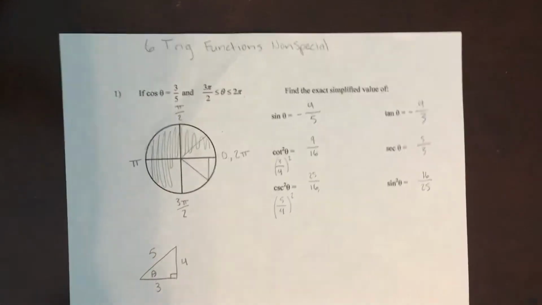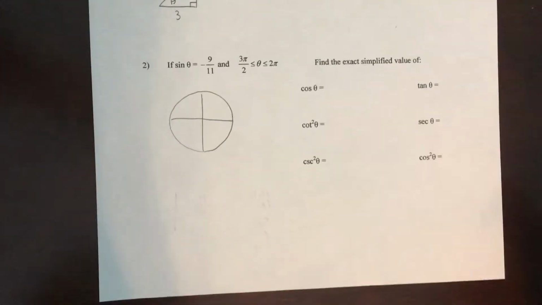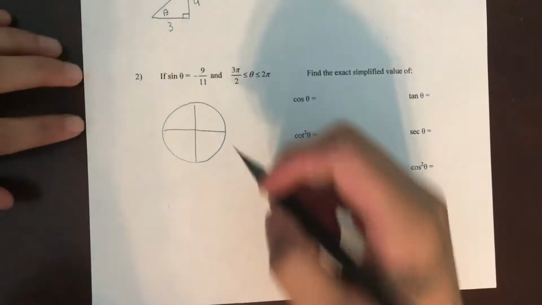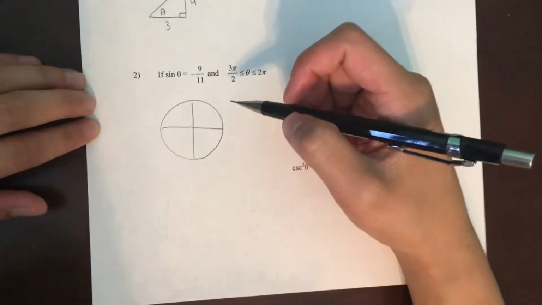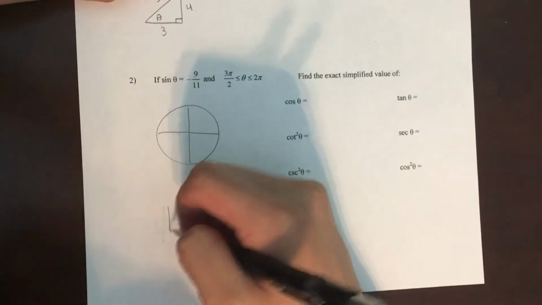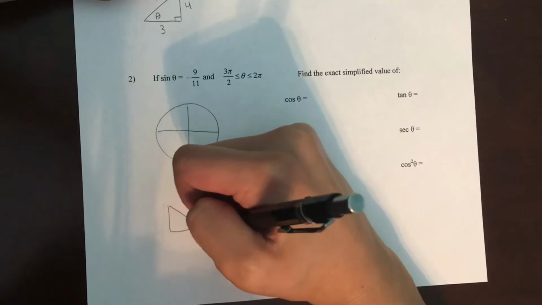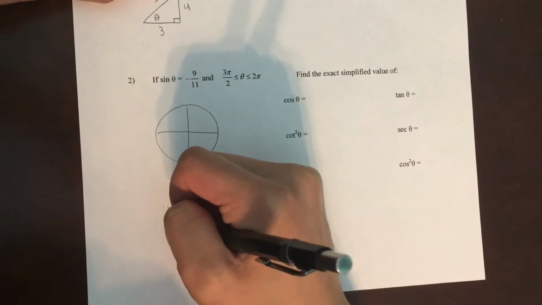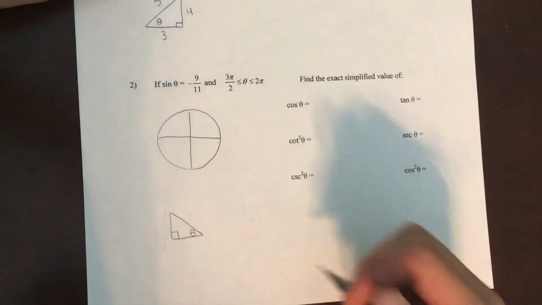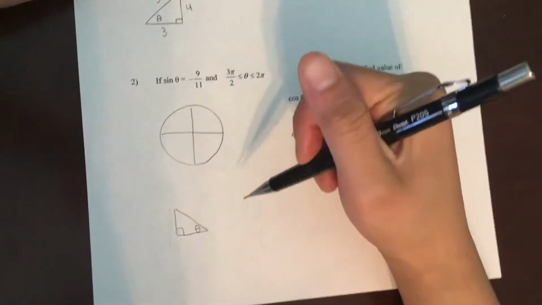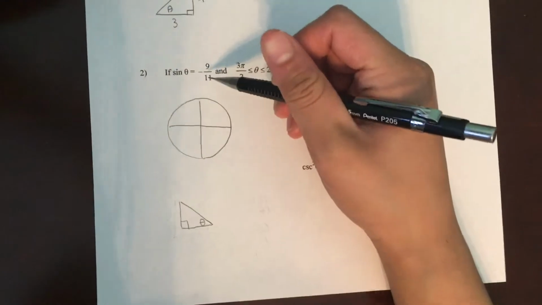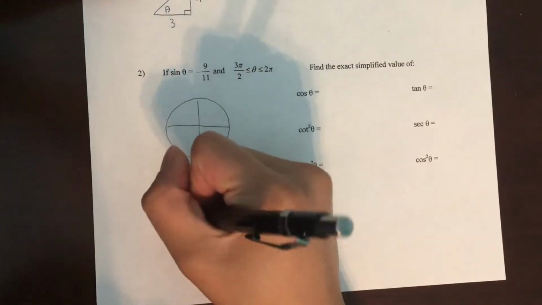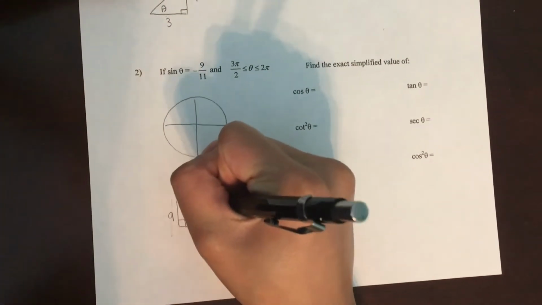Now into the second problem. So first, you're going to use negative 9 over 11 for sine and draw your triangle. You'll put your theta in one angle and then your right angle in the other. And then as you're drawing your triangle, you can ignore this negative. And so you'll put 9 over here and 11 over here.